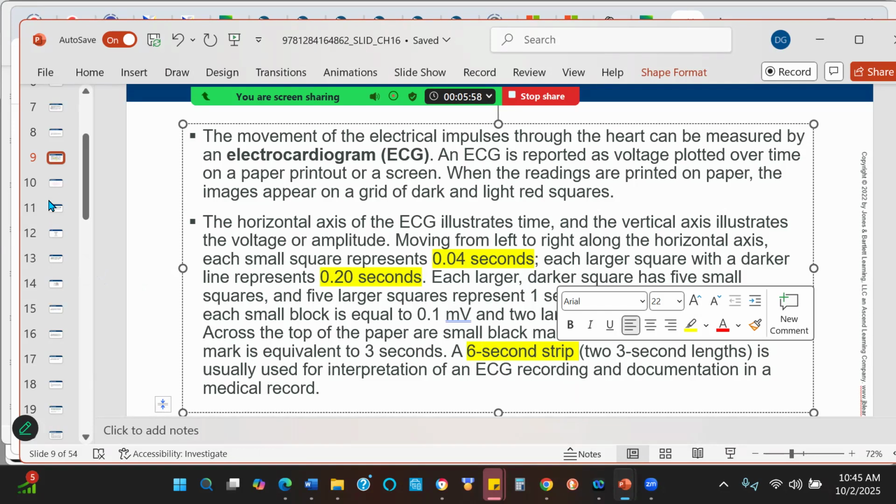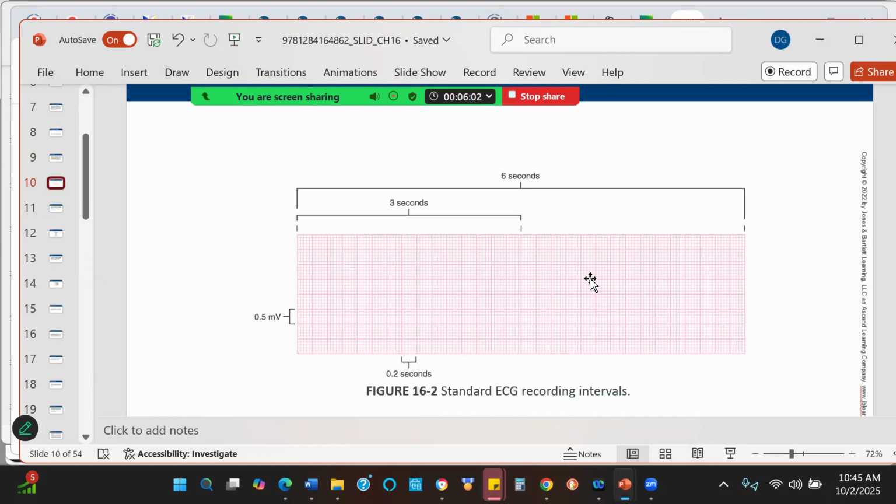So whatever the patient did in those 6 seconds, multiply by 10, and you're in good shape. There's the paper itself, 0.02 for every big square. 6 seconds is the whole strip, and then you do have millivolts on the side. I've got to be honest with you, we don't often measure millivolts. We're more interested in the rhythm by far than anything else.